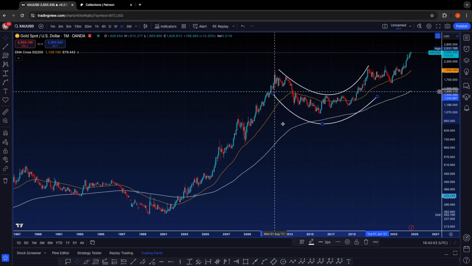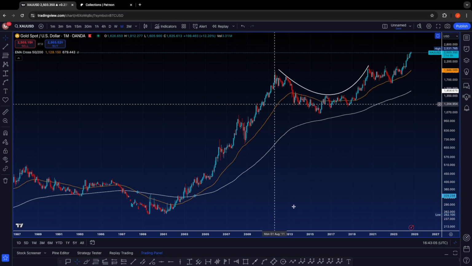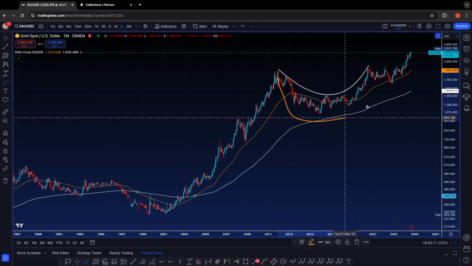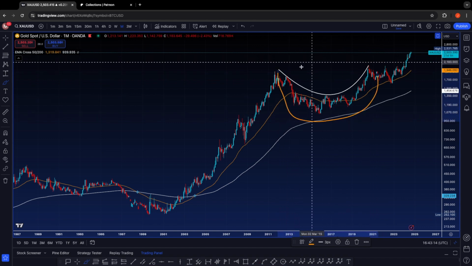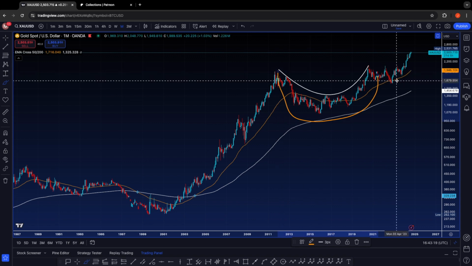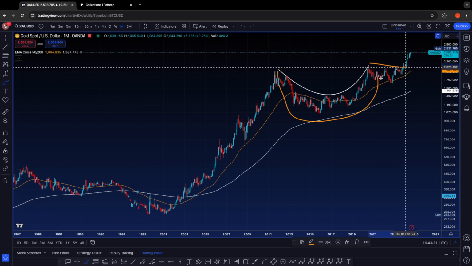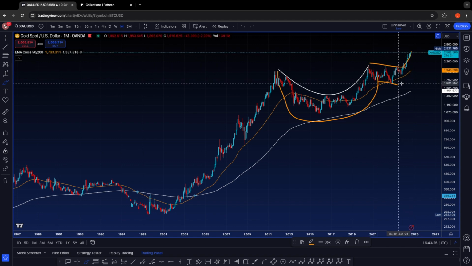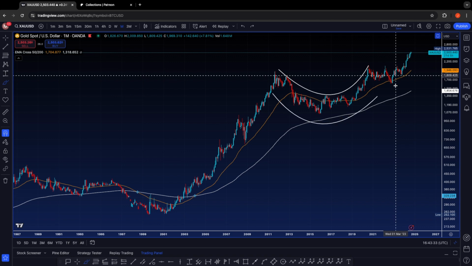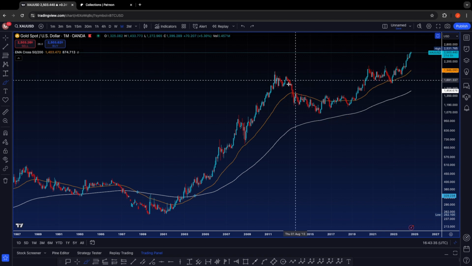Right? It looks like a cup. Actually, I might as well just draw it out with my paint tool. So there's your cup, right? This, like I said, could be a multi-decade move. In this case, it was. It was a 10-year move. And very easily, here is your handle, right? And price starts to break out of there. And pardon my drawing, but this is a cup and handle pattern. So this is a multi-decade move.